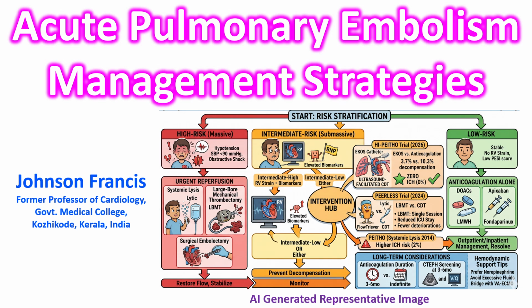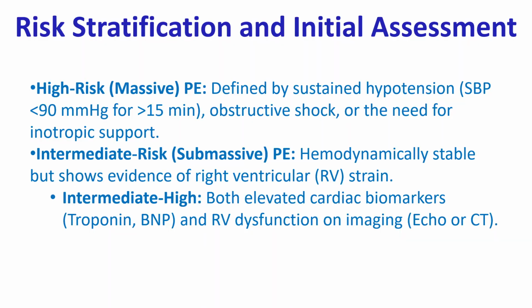Acute pulmonary embolism remains a critical diagnosis requiring rapid risk stratification to dictate management, particularly in the era of expanding catheter-directed therapies and advanced hemodynamic support. Immediate priority is determining hemodynamic stability, as this bifurcates the entire diagnostic and therapeutic algorithm.